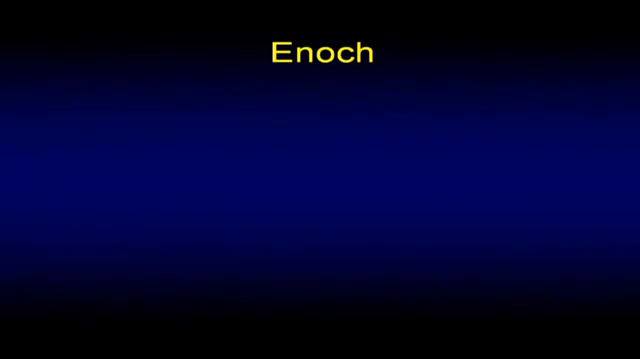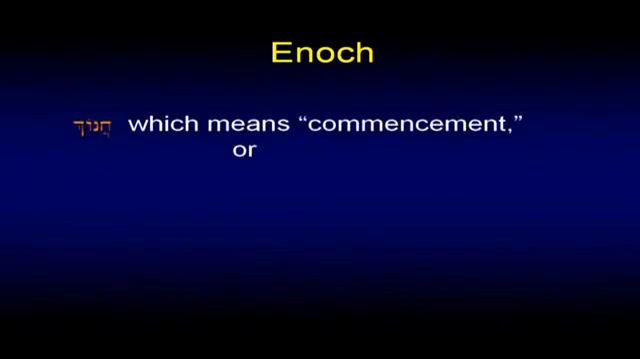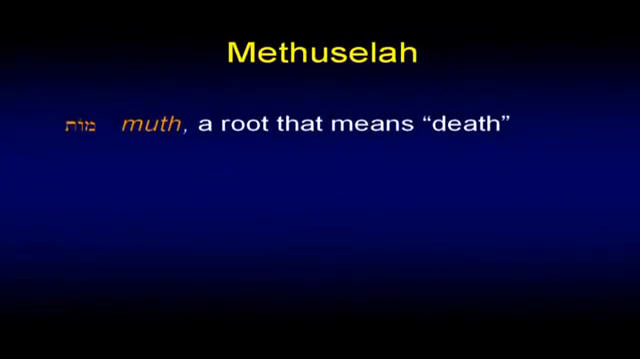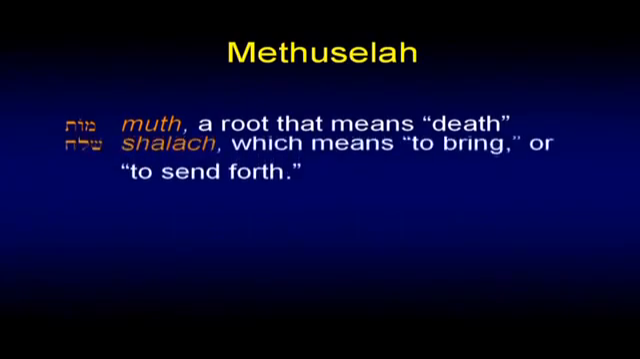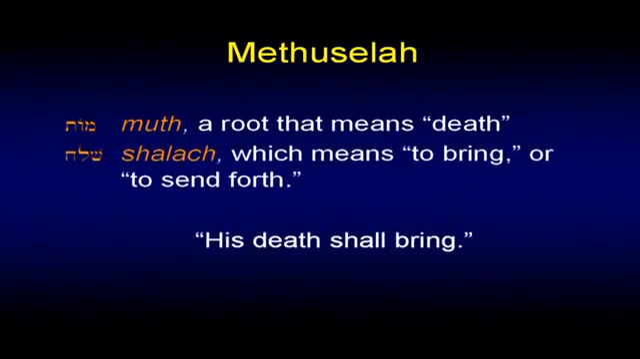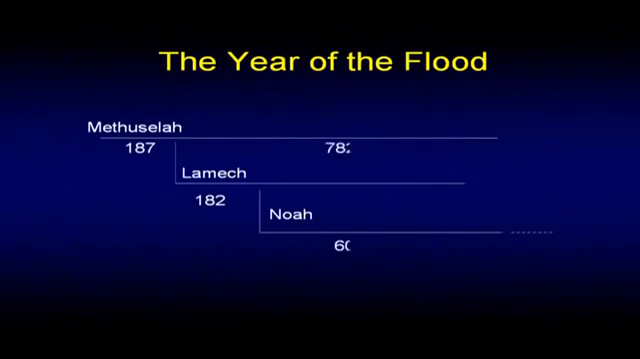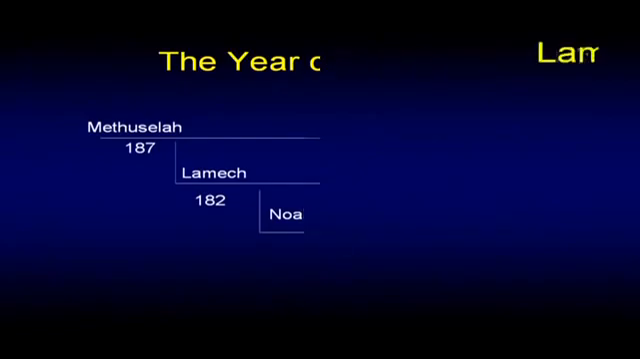We mentioned Enoch, but it turns out his name is basically an academic term, implying commencement or teaching. Okay? So he has a son by the name of Methuselah, which we've already mentioned. It's from Muth and Shalak. His death shall bring. And as we pointed out earlier, the year that Methuselah dies is the year the flood comes.